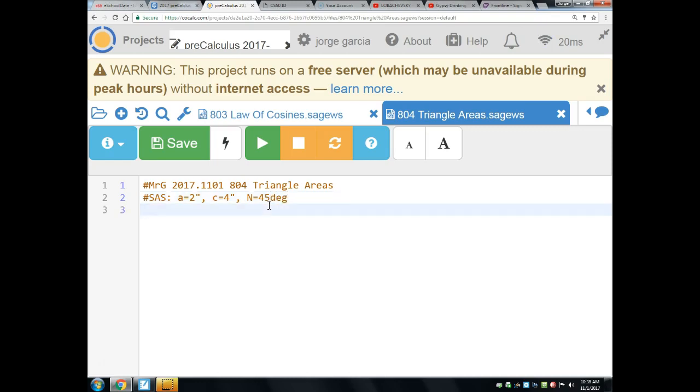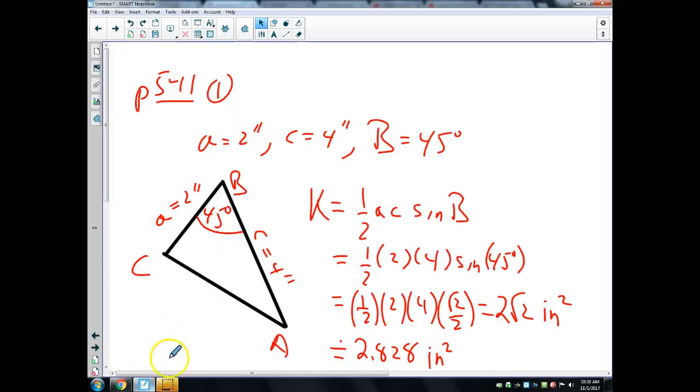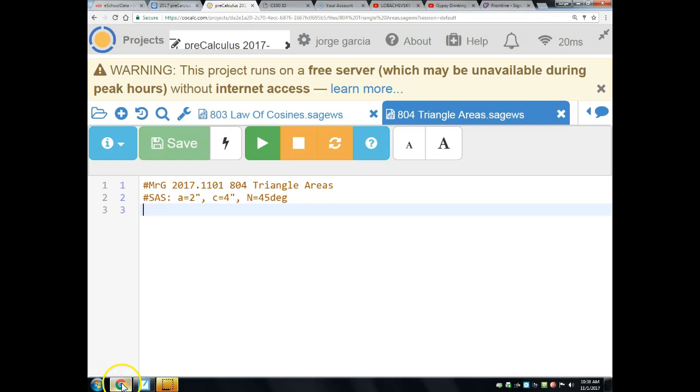Okay, so all I'm going to do is show this calculation right here. I'm going to get an exact answer and a decimal representation. That's all I need Sage to do instead of using the calculator. So I'm going to show 1/2, how about we do 0.5, times A, which was 2, times C, which was 4, times the sine of 45 degrees.